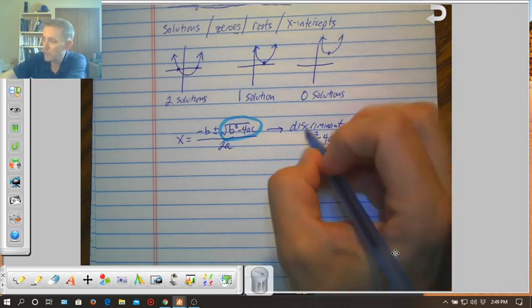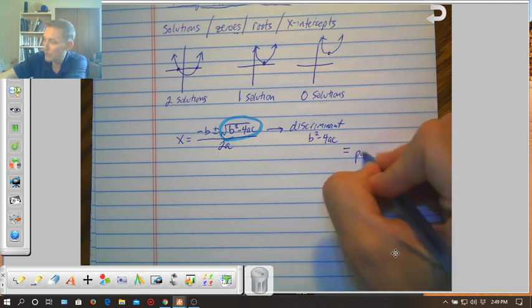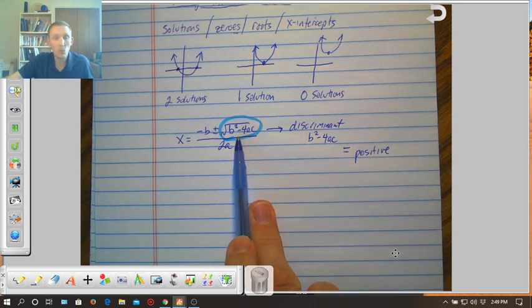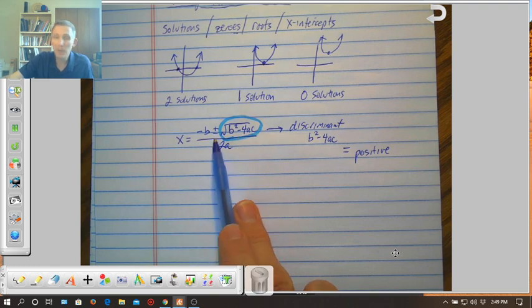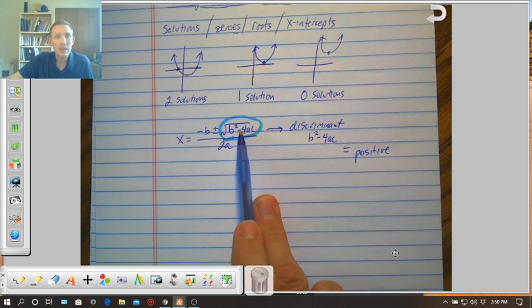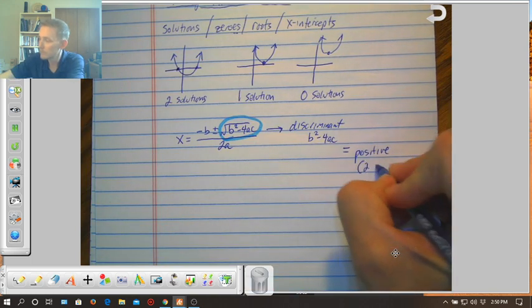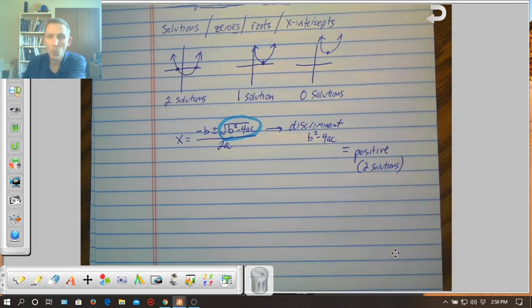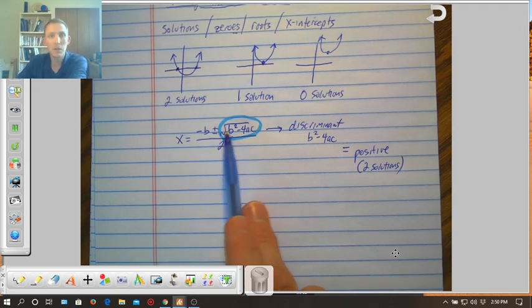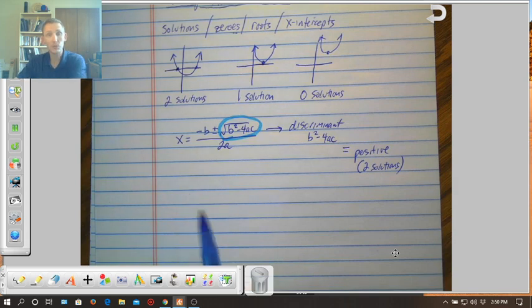The discriminant equals a positive number. If it equals a positive number, that means inside the radical, we're going to have a positive number, which means I'm going to have plus or minus the square root of whatever is in there. If the discriminant is positive, we will have two solutions, or this up here, where the parabola crosses the x-axis twice. And that's because the plus or minus, a positive number, results in two answers.